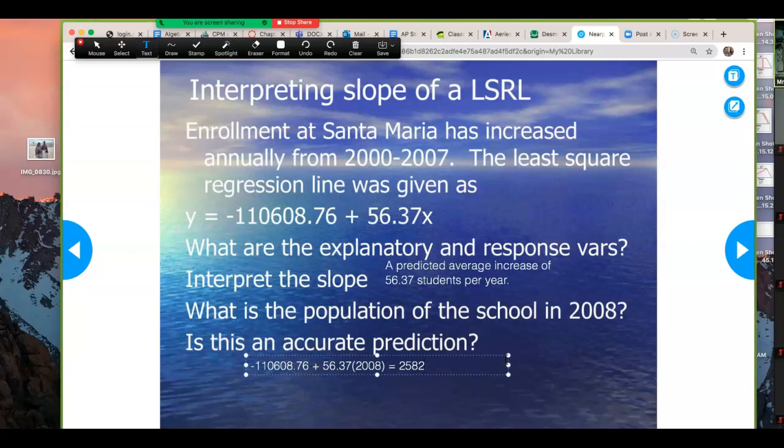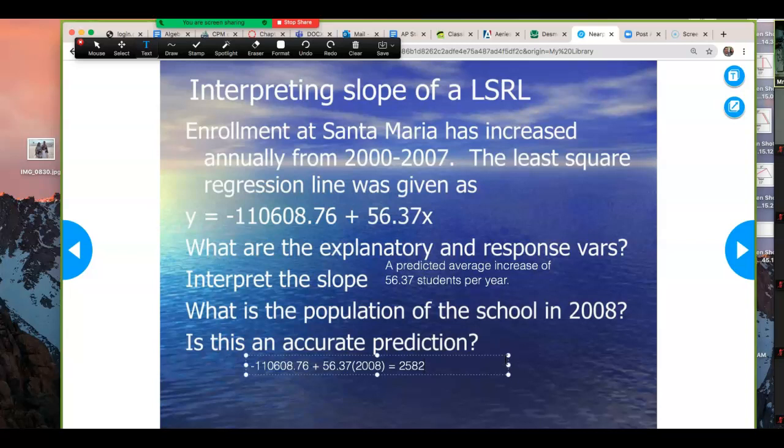Is the prediction accurate? Probably not. If you underpredict, or you get a negative number, that's under prediction. If your school population is decreasing, you get negative values. But the ultimate question here is, is the prediction accurate? Well, again, we have to look at R squared, at a scatter plot, at R, and at S, the standard deviation of the residuals, to make these decisions.